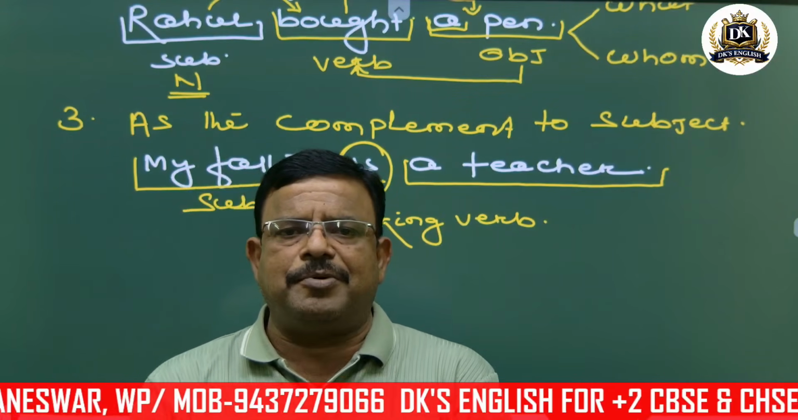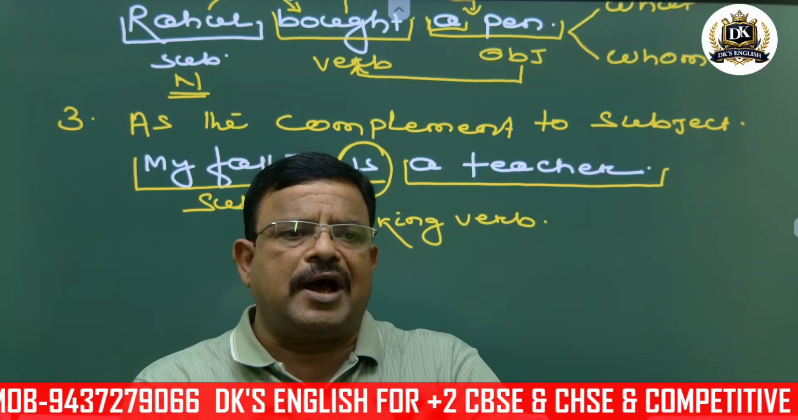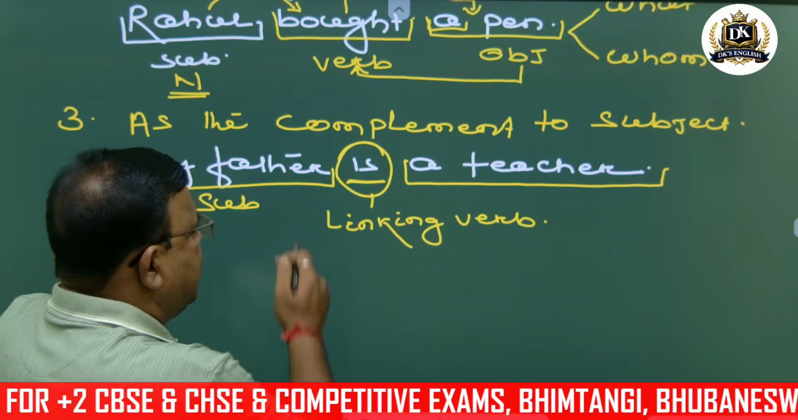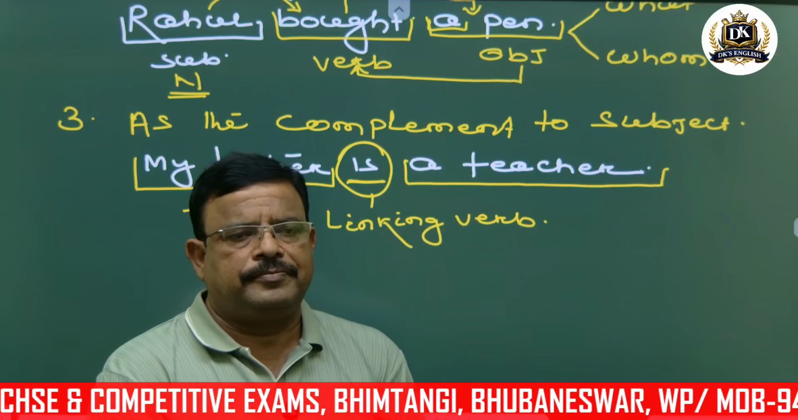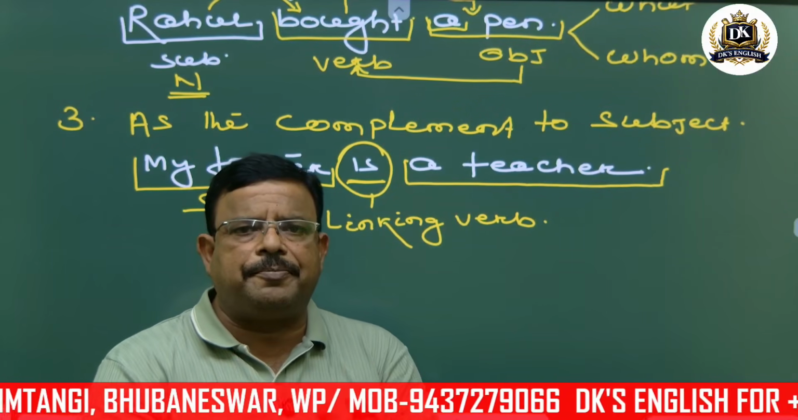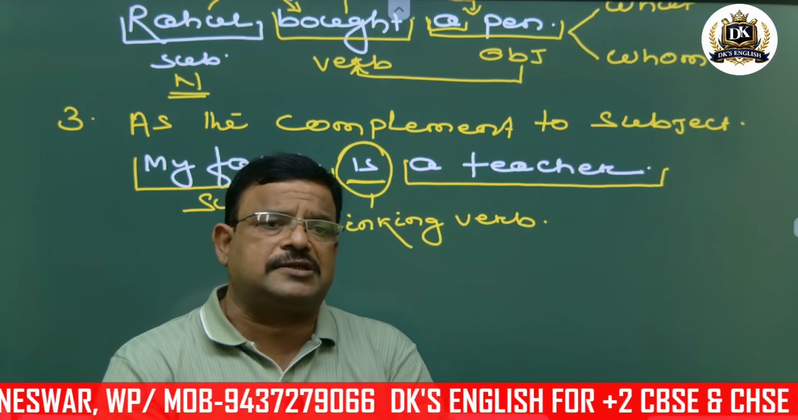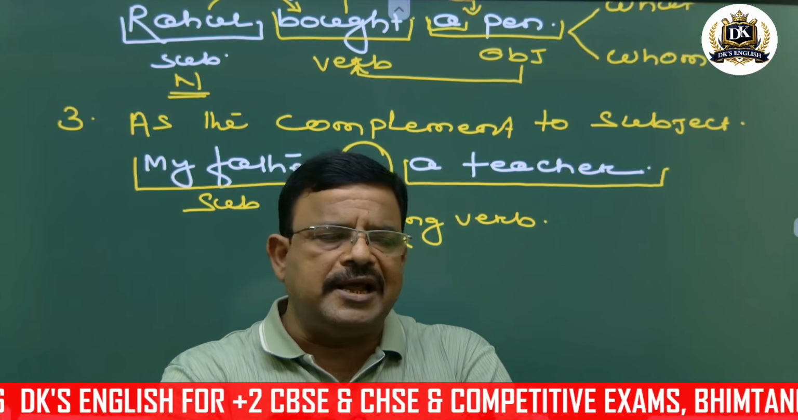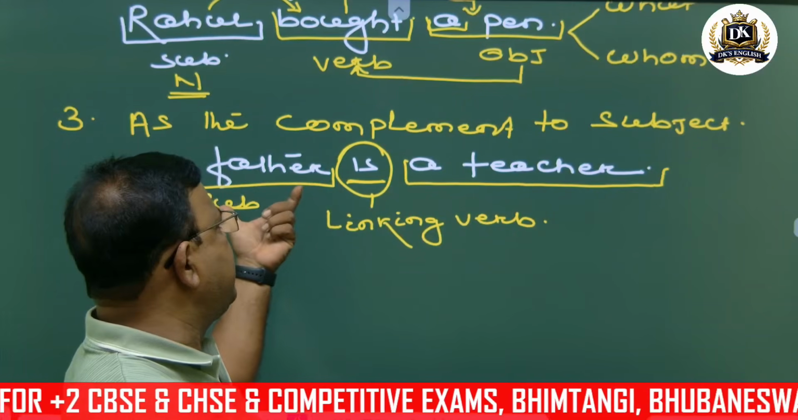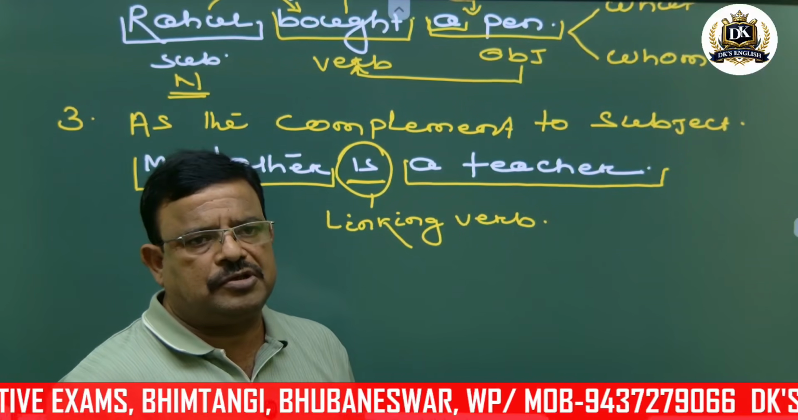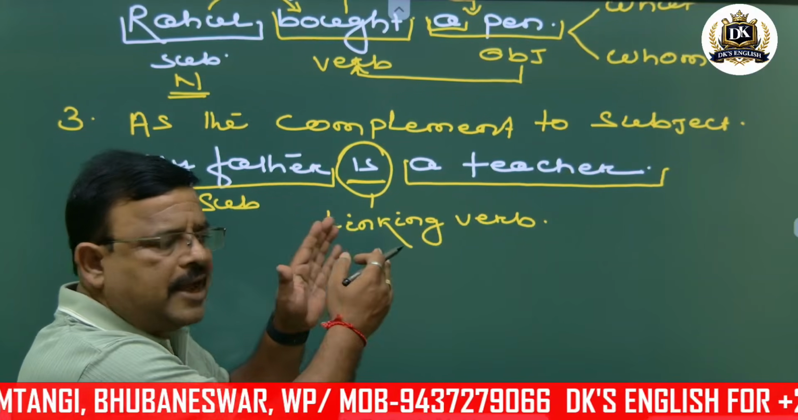Linking verb means here is, its work is nothing, only to maintain the link in between my father and a teacher. Its work is this much only. Here is never makes any function. Only it links between two. Here my father is a subject, is a noun phrase, a teacher is also a noun phrase. Just it joins them, maintains the link.